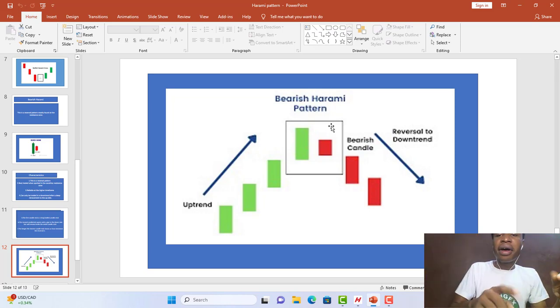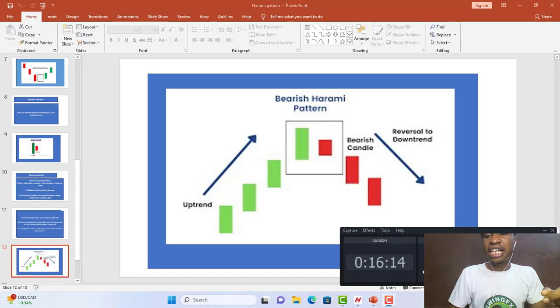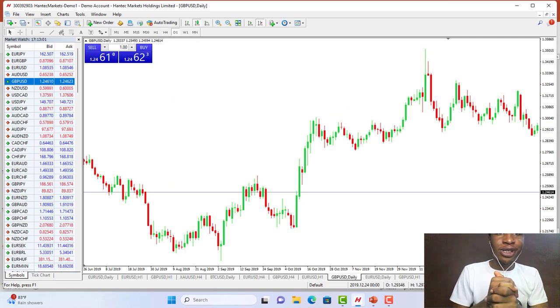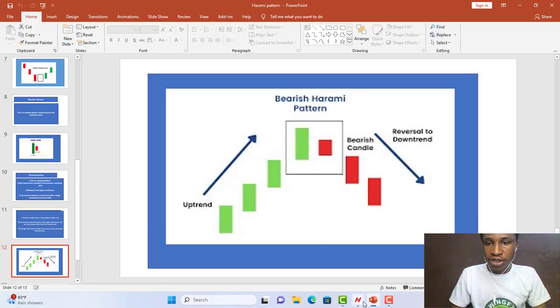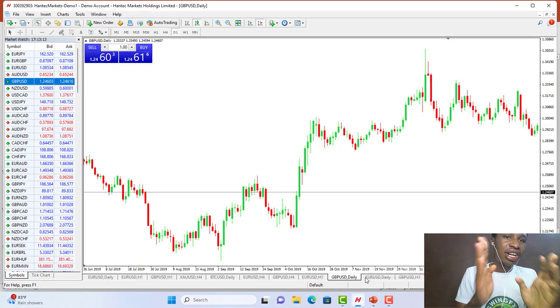So before we continue, let's quickly get to the chart and see how it looks on the chart. Then we'll know what to do, right? So this is the chart. Moving to the chart, let's see if we will spot one, though it's not that common.